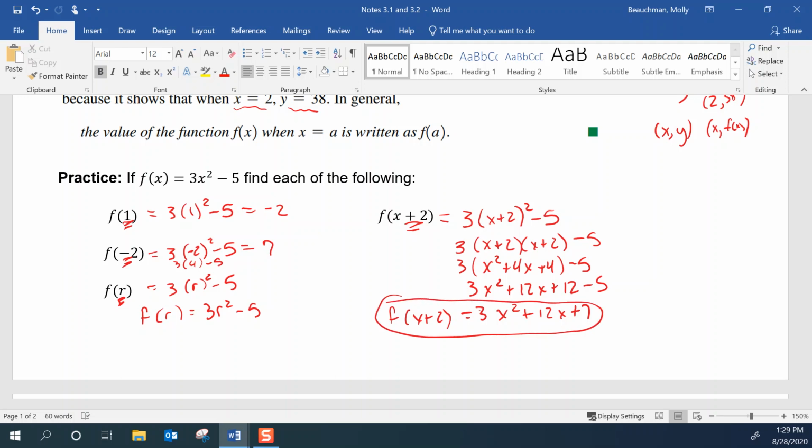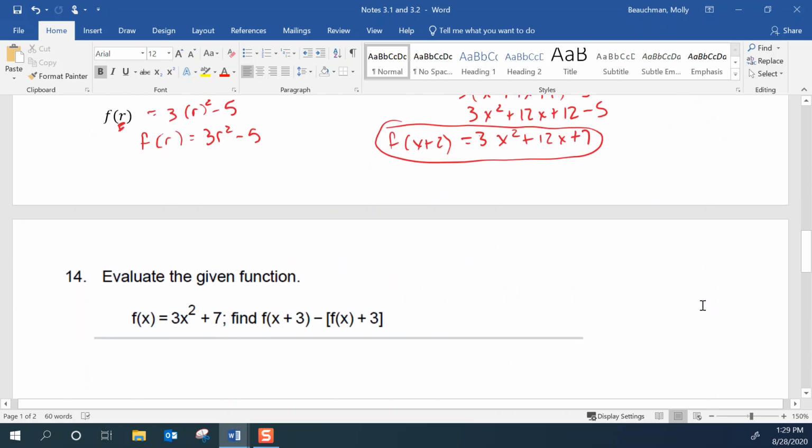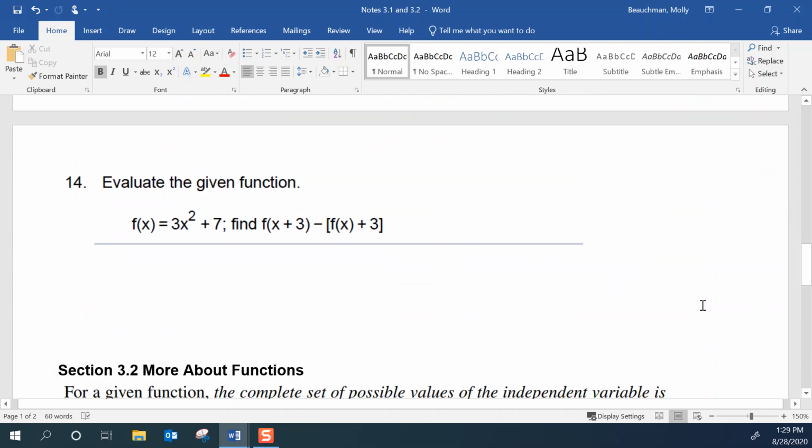Okay, so function notation. You have a problem on homework that looks pretty complicated, so I wanted to make sure we went over it just a little bit. So on homework you have if f of x is equal to 3x squared plus 7, find f of x plus 3 minus f of x plus 3. Okay, so what does that mean to do? The f of x plus 3 means take x plus 3 and substitute it in your function.